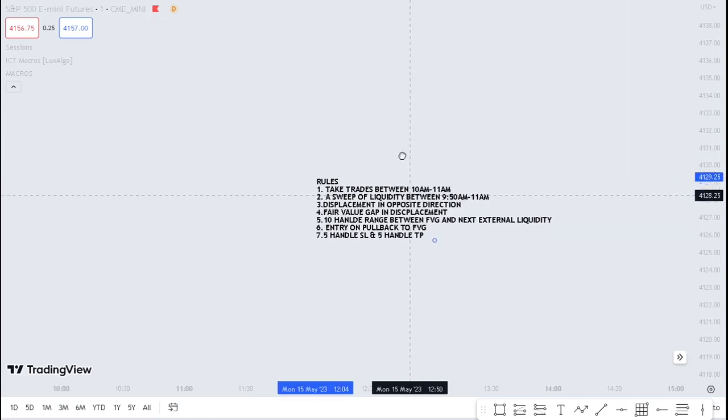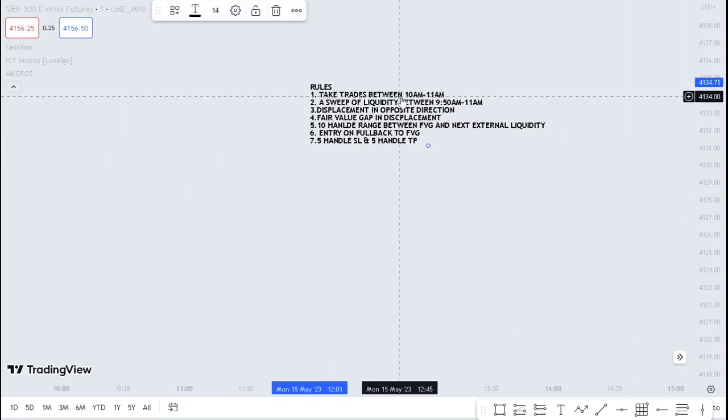The rule is we only take our positions between 10 a.m. and 11 a.m. So our trades only between 10 and 11. Number 2 is a sweep of liquidity between 9:50 and 11 a.m. So we take our positions from 10 a.m., but 10 minutes before that we can start looking for sweeps of liquidity due to the New York macro, which is 9:50 to 10:10.